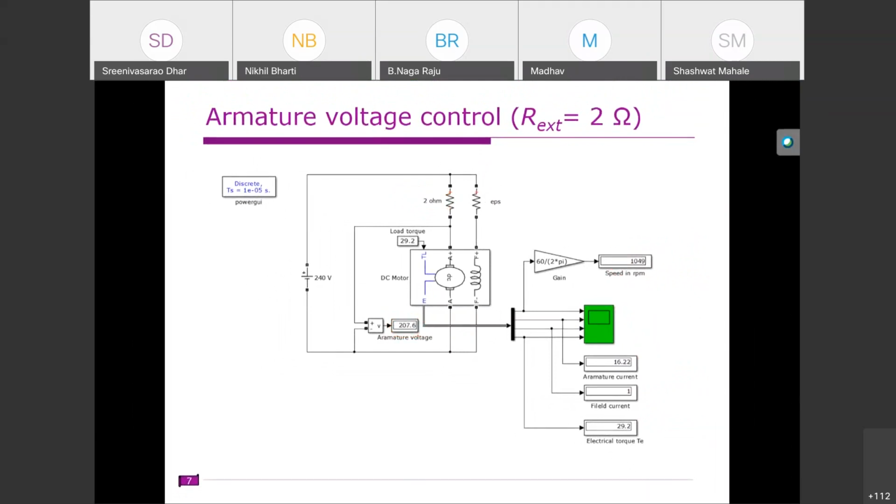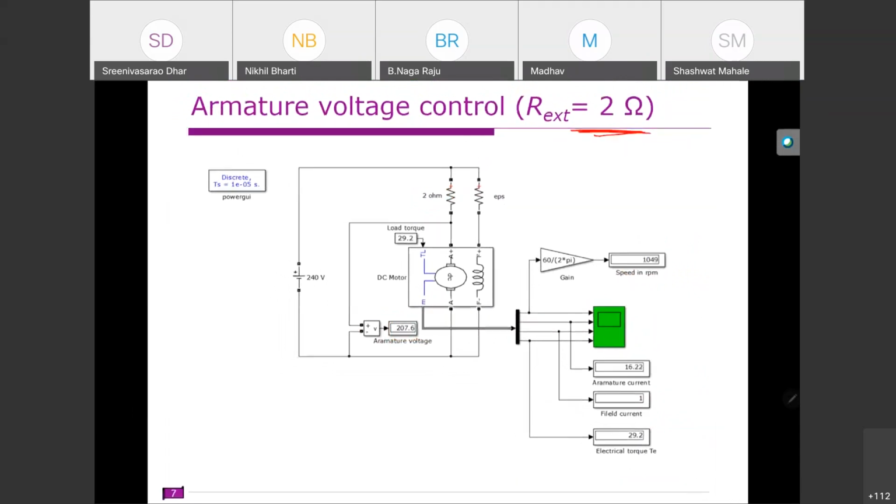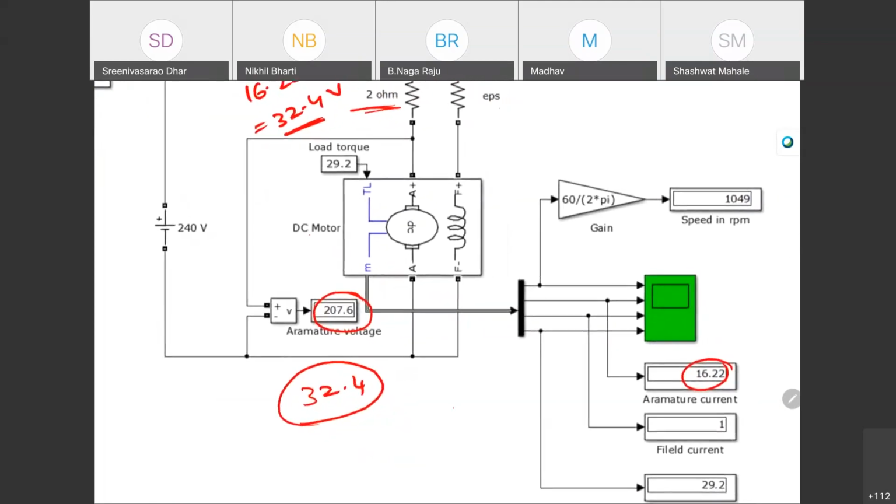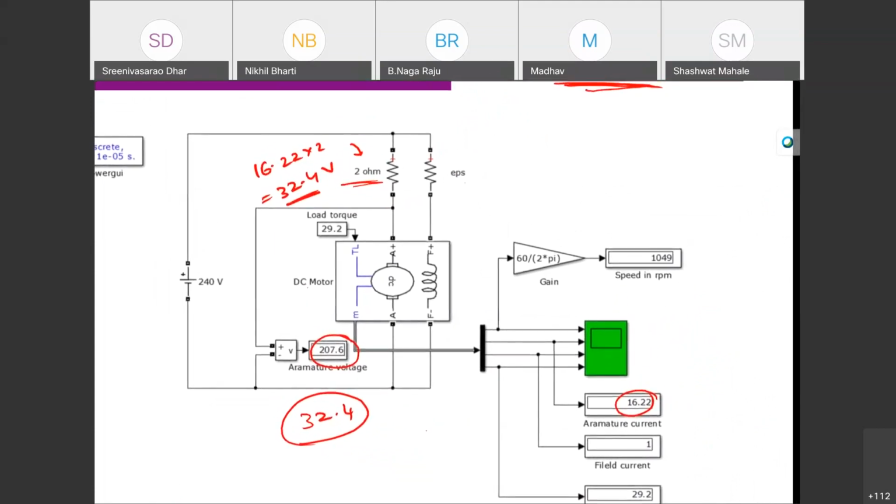I further increased it, so now I inserted a 2 ohm resistor. Now the voltage is reduced to almost 207. That means almost 32.4 volts is dropped here. It is simple: this current is 16.22, so 16.22 into this 2 ohm is a 32.4 volt drop. Clear? That is the drop across the armature circuit.